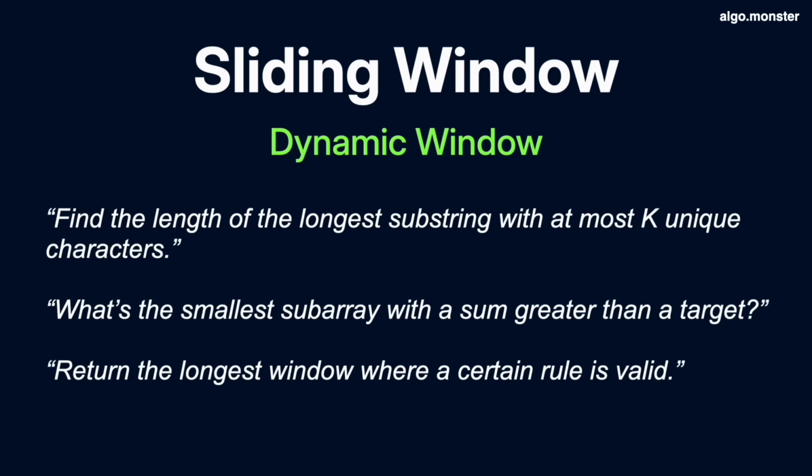In these problems, the window grows and shrinks depending on the data. You expand the window to include more elements, and once the condition is violated, you start shrinking it from the left until it becomes valid again. This gives you complete control. You're not just sliding the window across, you're adjusting it in real time to maintain the right conditions. Here is the core pattern.